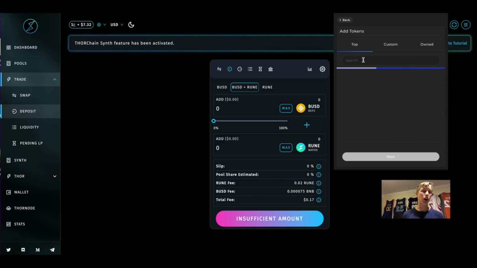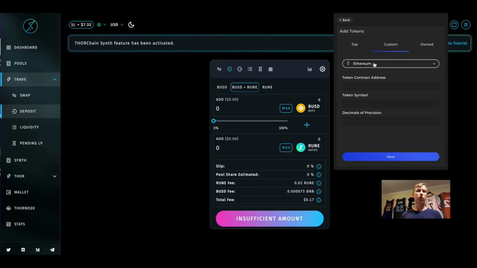You can enter the contract address, or you can search through their top tokens. They got a huge list. Right now, my computer is like dying. I don't know why. I guess it's recording my face and the screen, doing all kinds of garbage. But when you do this, you'll be able to see the full list of tokens, and you can also select custom tokens in here.